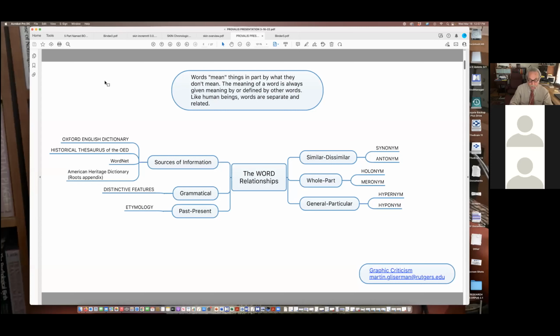This is to say that words come with semantic frames, things that are like or unlike, things that are units or parts of units or types of. And often a single word can be in more than one position at different times. So words come to mean in relation to other words. Each word is somewhat unique, as it suggests a difference that makes a difference. And like human beings, words are separate and related.